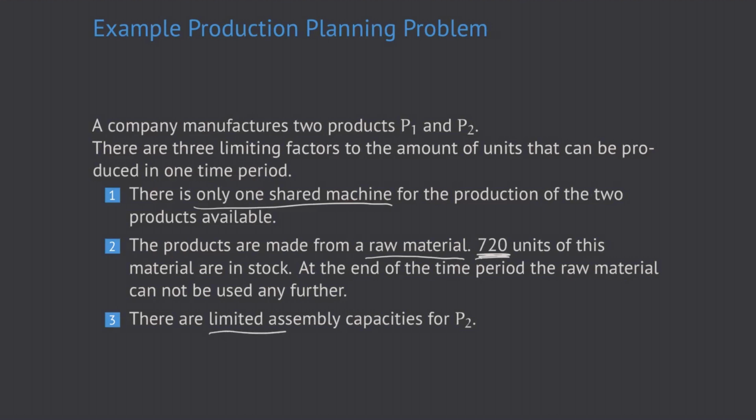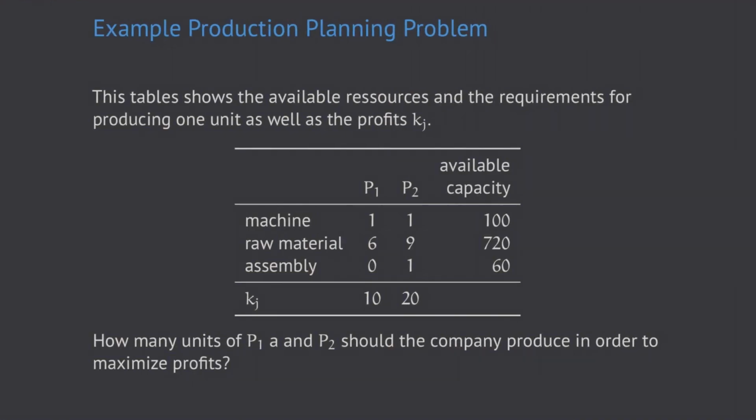Finally, there are some limited assembly capacities only for product 2. Now in this table, we have all the available resources and the requirements for producing one unit. So what this table means is, if we look at the machine for production, if we want to produce product 1, then we have to use 1 hour on the machine for producing 1 unit of P1. If we produce 1 unit of P2, then this requires 1 hour on the machine. Altogether, we only have 100 hours available. So that limits the amount of product 1 and 2 that we can produce.